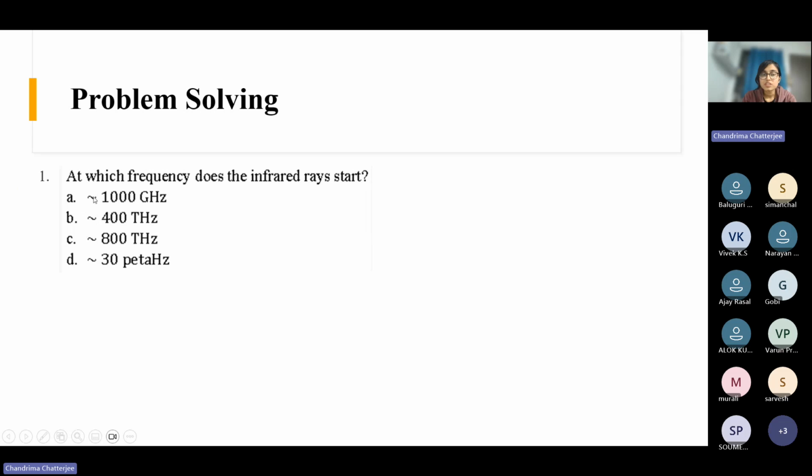So the first few questions are just theoretical. The first question is, at which frequency do the infrared rays start?